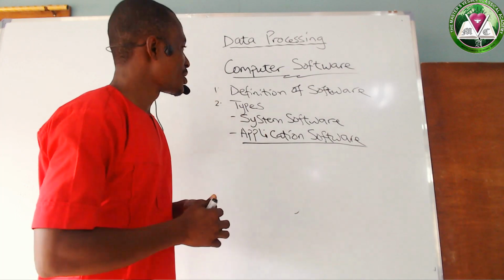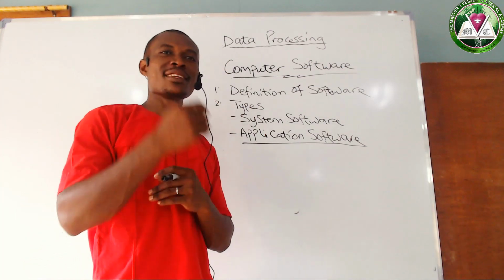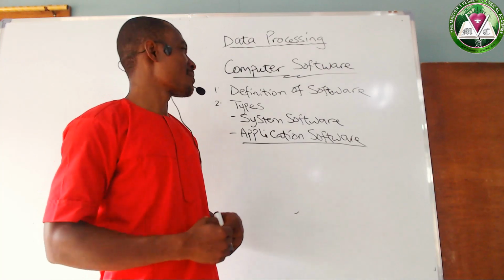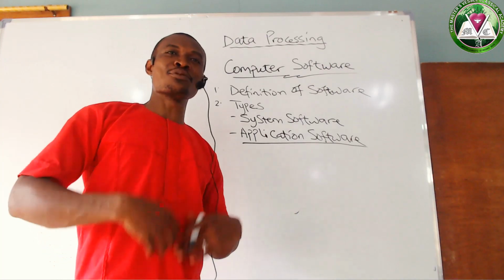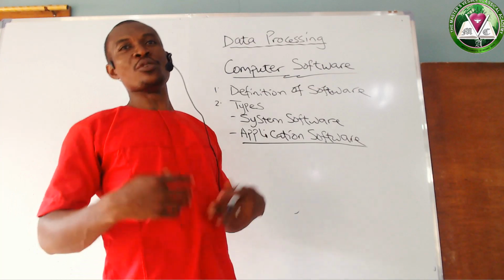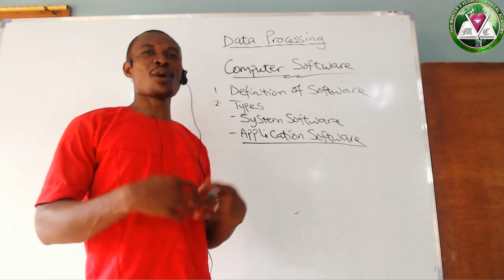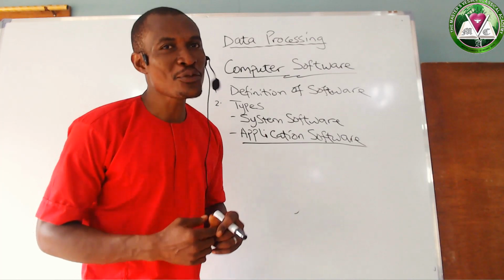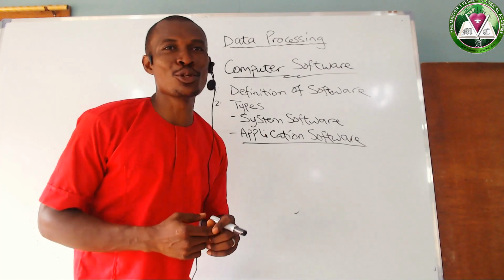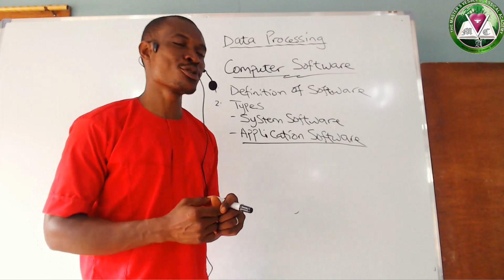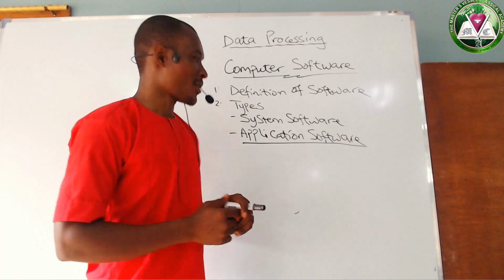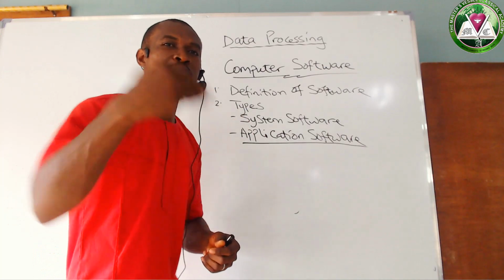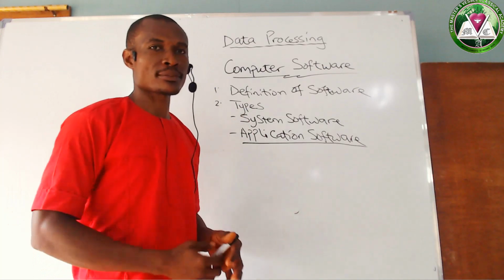Now that reminds me, sometimes my students would define system software as a program that controls the user, that tells the user what to do. Please, the software doesn't control the user, rather it controls the computer. So the application program enables the user to do a specific job with the computer.